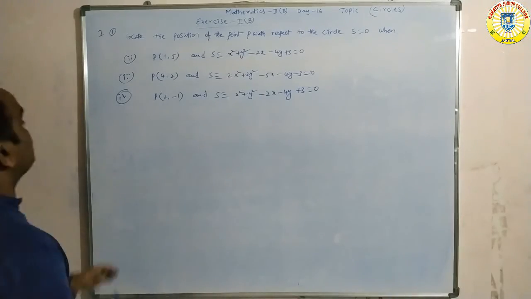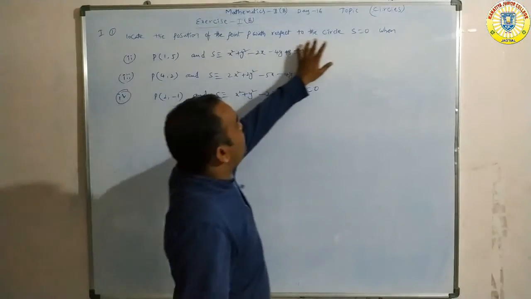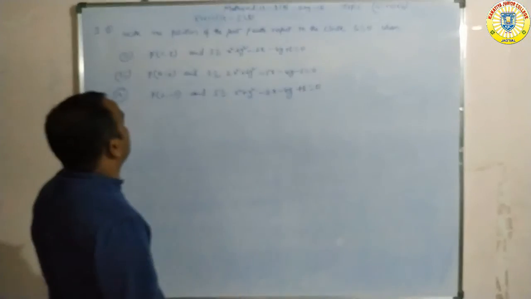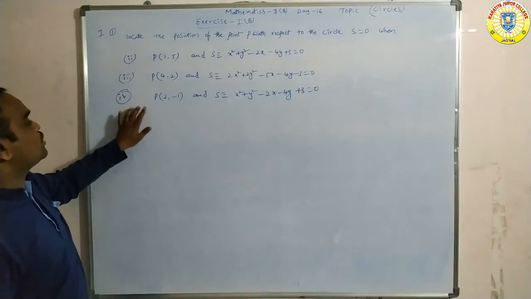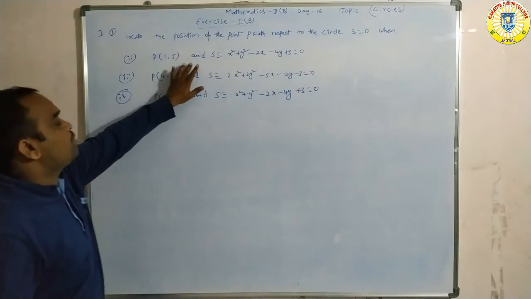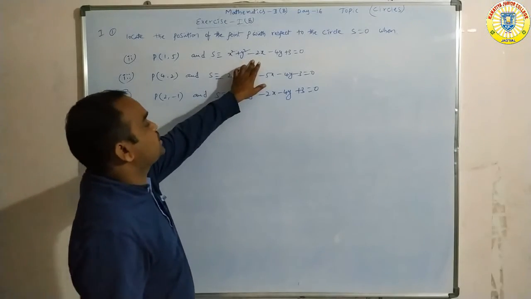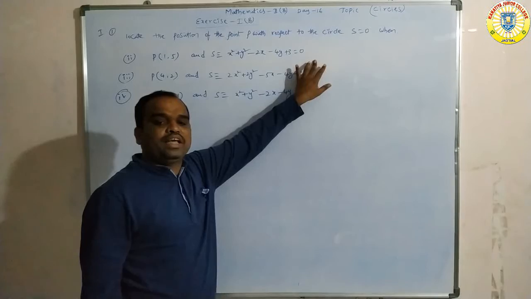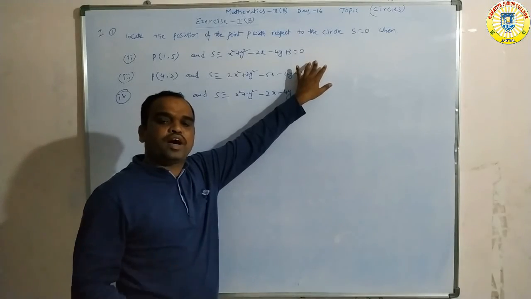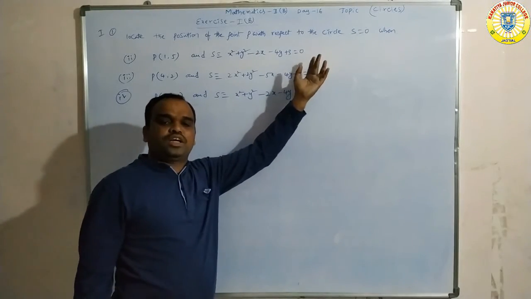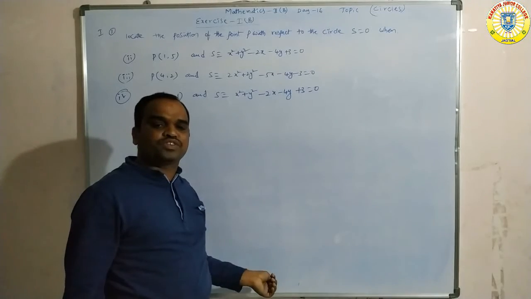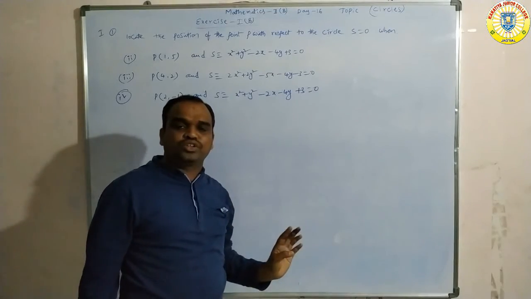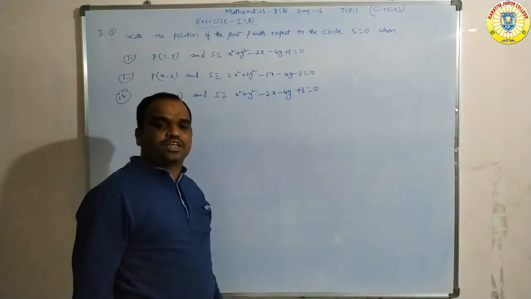See here, same question. Locate the position of the point with respect to the circle S is equal to 0. Second question, third question, fourth question. P of 1, 5 and S is equal to x square plus y square minus 2x minus 4y plus 3 equal to 0. We are finding the S11 value. If S11 is positive, it is an exterior point of the circle. If S11 is negative, it is an interior point of the circle. If S11 is equal to 0, it is a point on the circle. Okay now? So do these three problems. Just find out which one, sir?